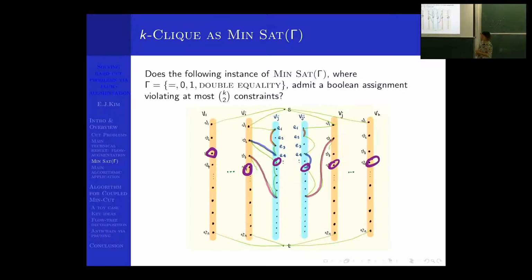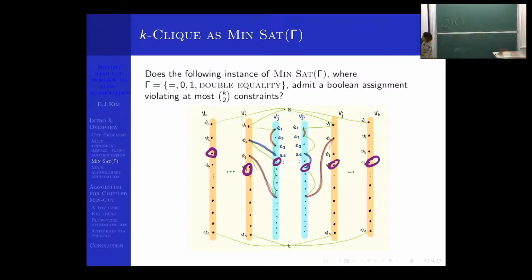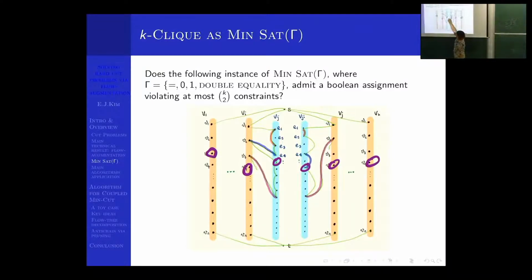Are you reducing to the coupled min cut or no? I'm reducing to min set gamma with double equality on top of it. So then the instances are equivalent, so I'll maybe skip this part.